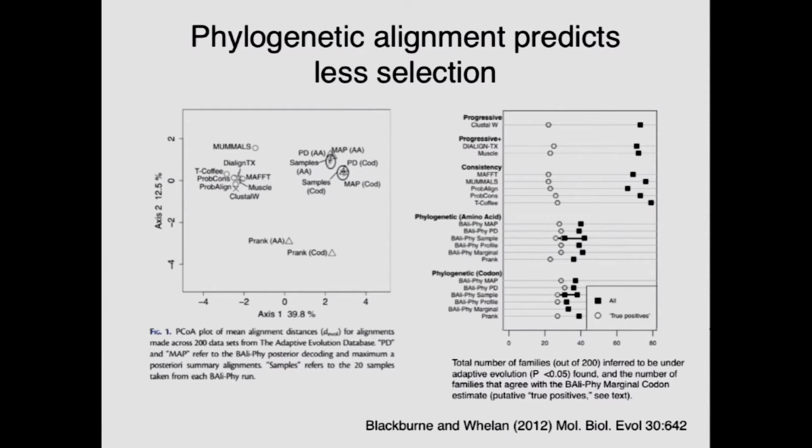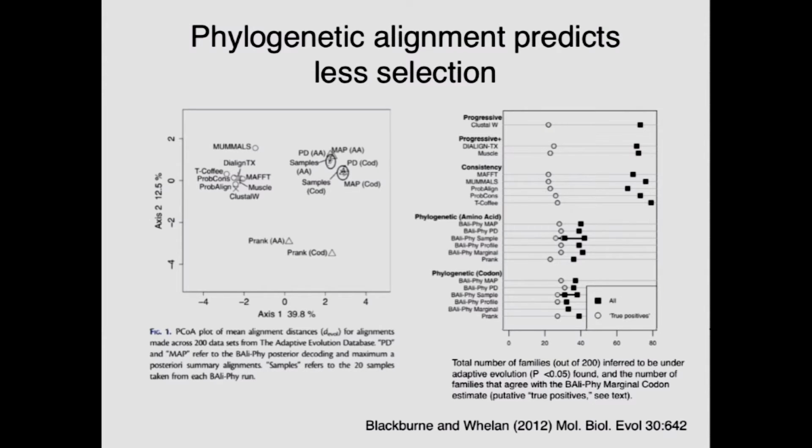And over here, what we have is a summary where we're looking at the total number of families out of 200 that are inferred to be under adaptive evolution. Okay? So this is 80. So 200 is over there someplace. And so we're saying that maybe 40% of the families appear to be under adaptive evolution if we use these methods, but that drops to only 20% of the families if you use these methods. And these methods are all sum of pairs progressive. There's Clustal, there's MAFFT, there's MUSCLE, and so on and so forth.